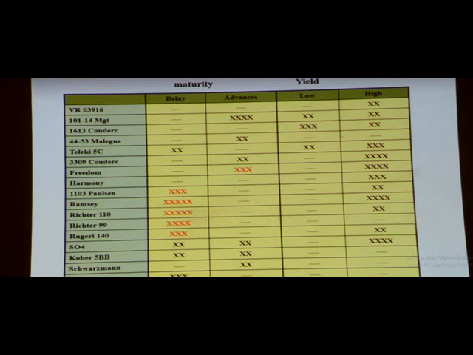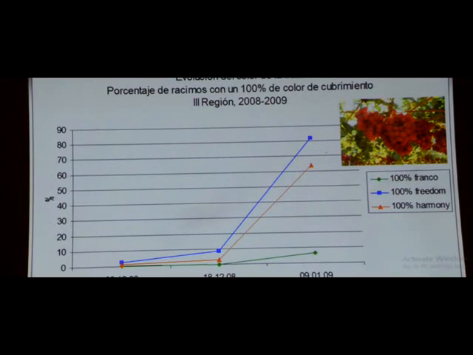Sugar may be at 16, but when we talk about color covering in Copiapó, Freedom and Harmony, we harvest very early than the own root. And in Copiapó, harvesting early is the business.